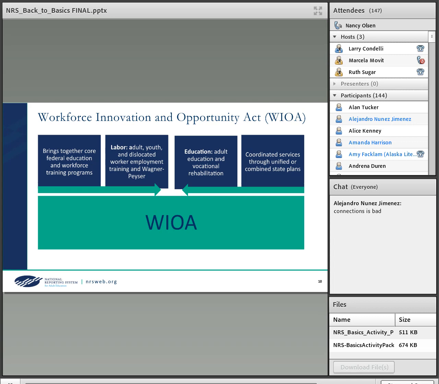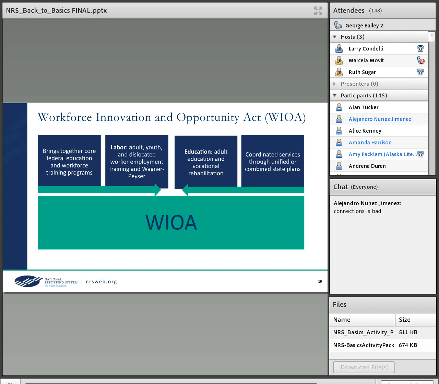So first of all, the idea behind WIOA and the unique new thing about it was that it was to bring together different systems of workforce development, education, and economic development to produce a single, comprehensive, high-quality workforce system, and this is listed as one of the goals of WIOA. And it brings together the different agencies as partners to work toward this end.